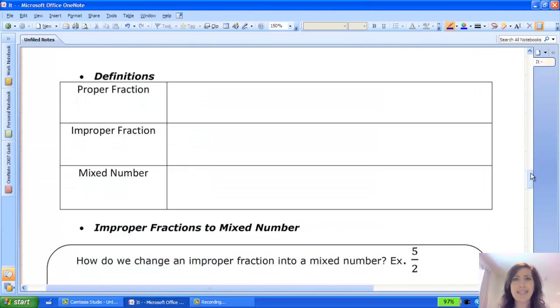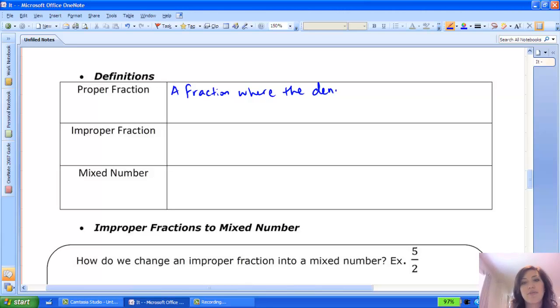All right, so let's get these definitions down on paper here. A proper fraction is just a fraction where the denominator is larger than the numerator. So you can write this down: a fraction where the denominator is larger than the numerator.